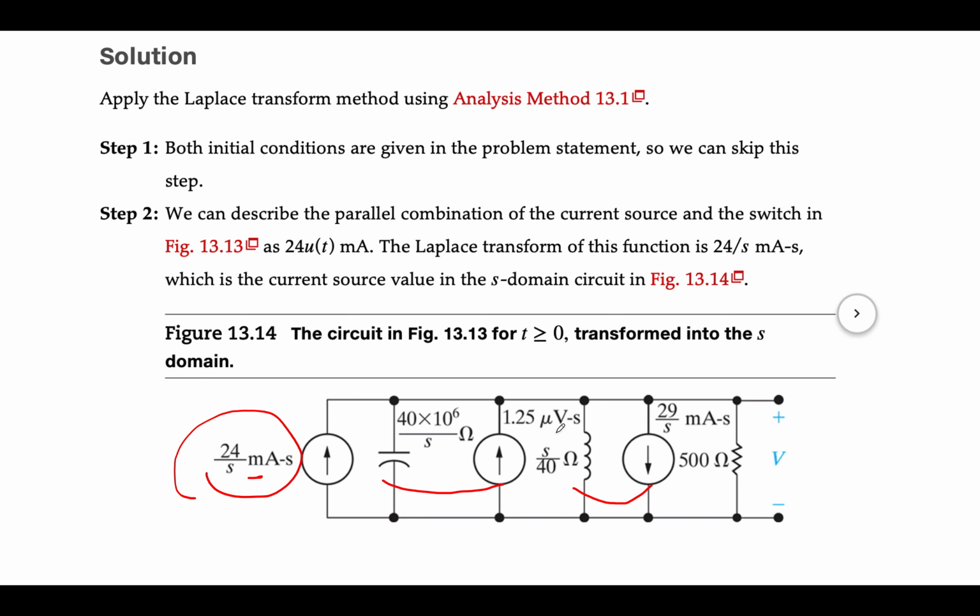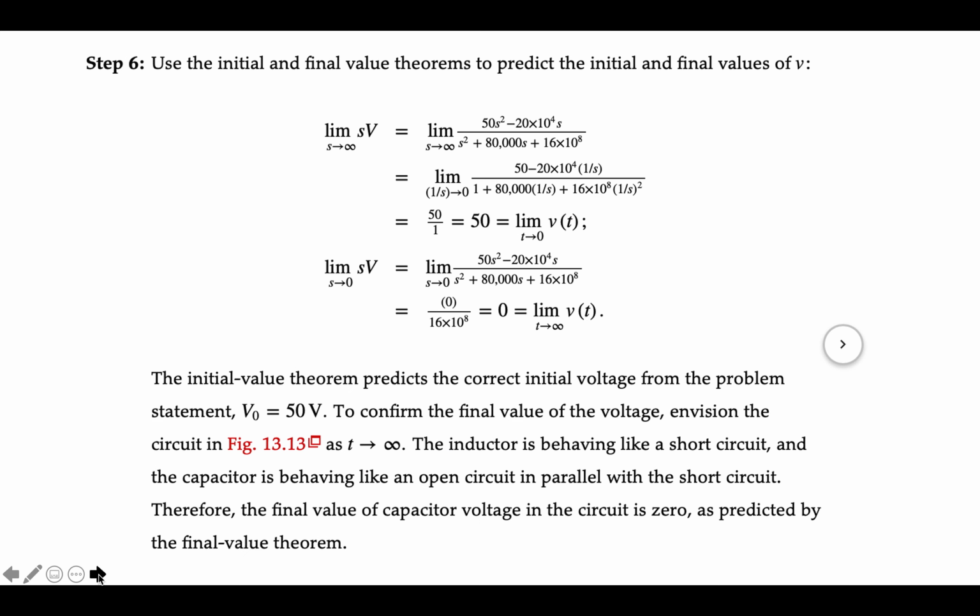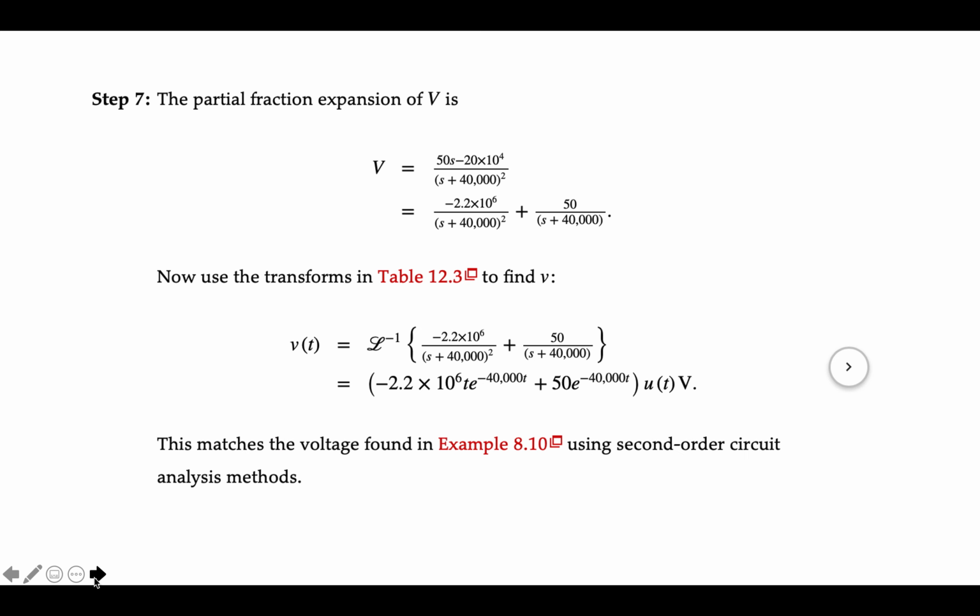We have three impedances in parallel. Those were combined in parallel. And then we ended up basically with a single current source and a single impedance so we could find the voltage. Okay, so here is our equation for that voltage. So what we need to do is take the inverse transform of this expression. So we'll skip the initial and final value theorem step.